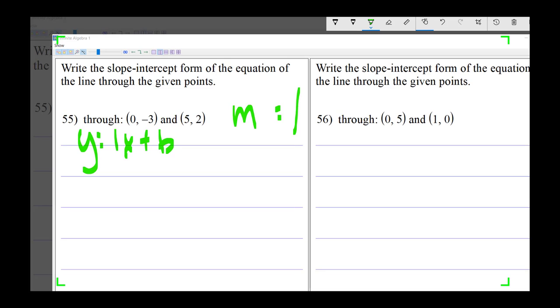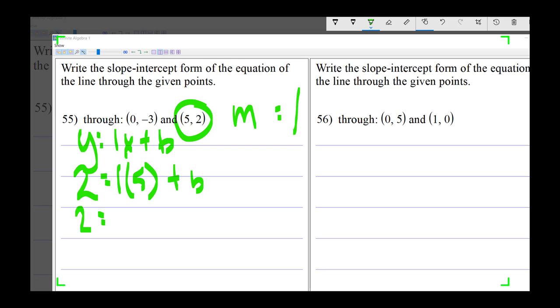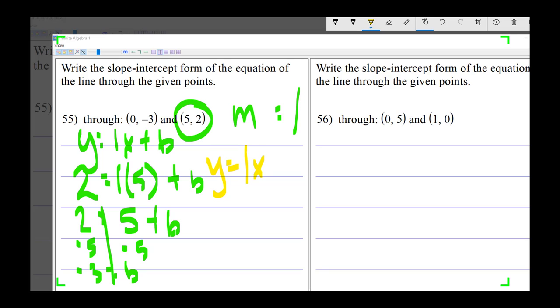Now, at this point, I'm going to pick one of these that mathematically I'm going to find more easy to deal with. Okay, so if you want to use 5 and 2, that's fine. It doesn't matter. 5 is the x-coordinate, so I put that there. 2 is the y-coordinate, so I put that there, for the y variable. Then I solve. 2 equals 1 times 5 is 5, plus b, subtract 5 from both sides. That's a negative 3 is equal to my y-intercept. So now I'm ready to write my equation. Y equals, slope is 1, x remains the same, minus 3 is your y-intercept. And really and truly, we would write x minus 3.